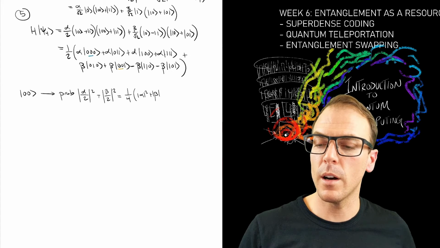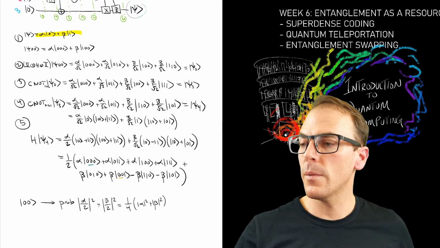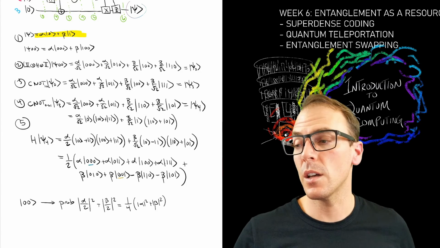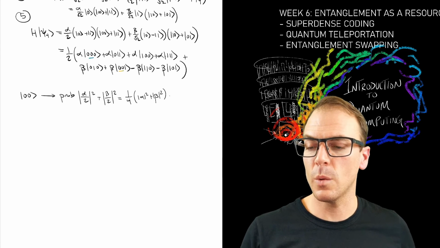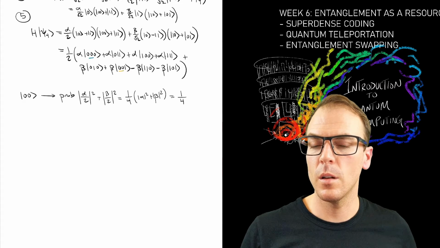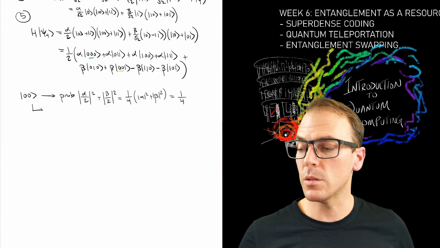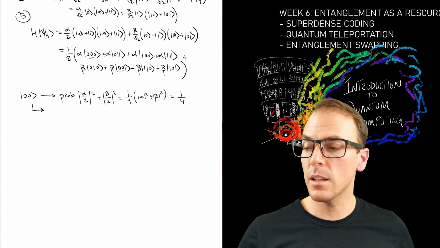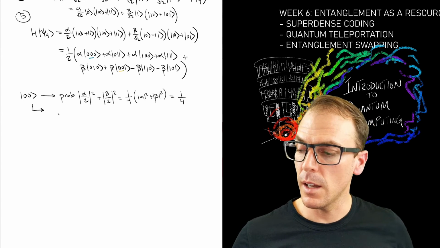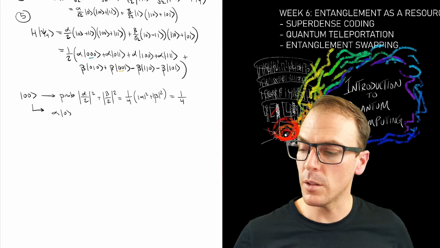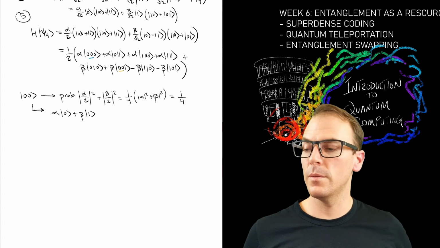And what are alpha and beta? Those were the original coefficients of the qubit that Alice wanted to send. So those have to sum to 1, so with probability 1/4, Alice will see 0, 0, and the state that she'll be left with is alpha 0 plus beta 1.